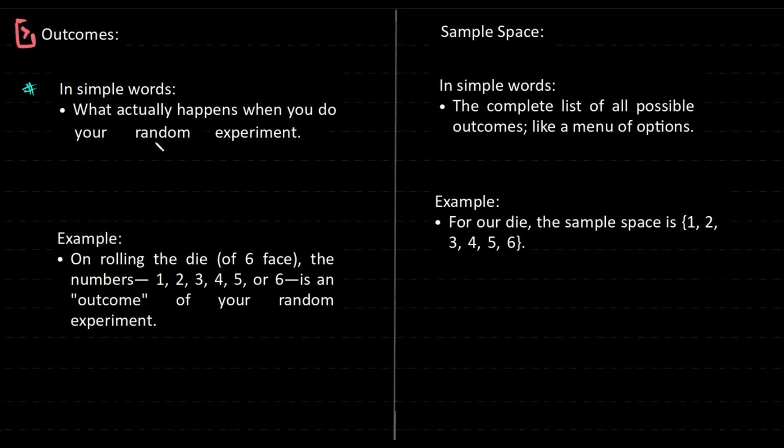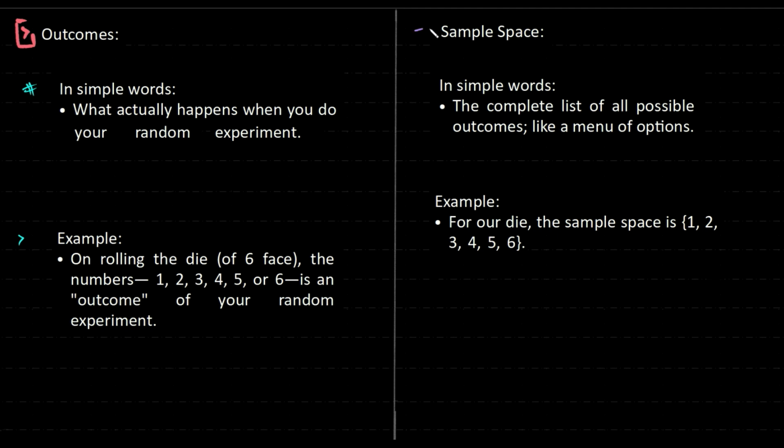With the understanding of random experiment, now we can look at something called outcomes and sample space. Outcomes are nothing but all the things that can happen with a random experiment. For example, when we roll a die of 6 faces, 1, 2, 3, 4, 5, 6, all these are your possible outcomes.